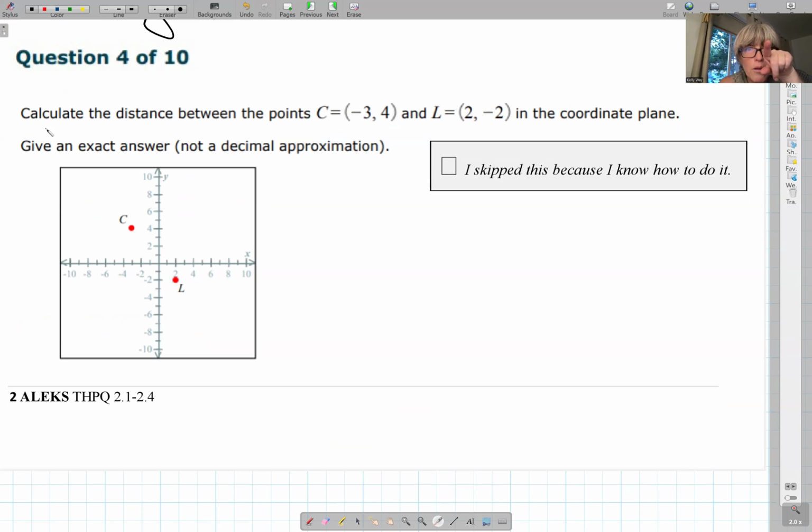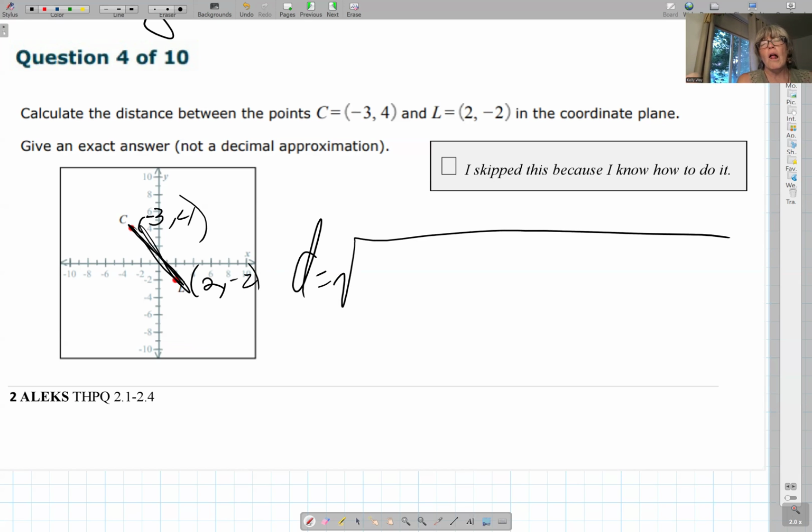Finger on the screen, out loud, read. Calculate the distance between the points C at -3, 4 and L at 2, -2 in the coordinate plane. Give an exact answer, not a decimal approximation. So first we graph our points, and C is over 3 up 4. So -3, +4. L is to the right 2 and down 2. So here's our segment.